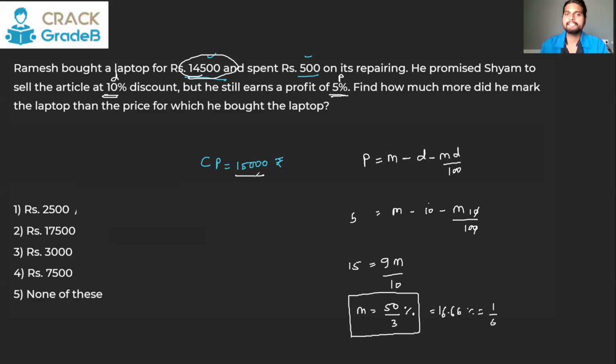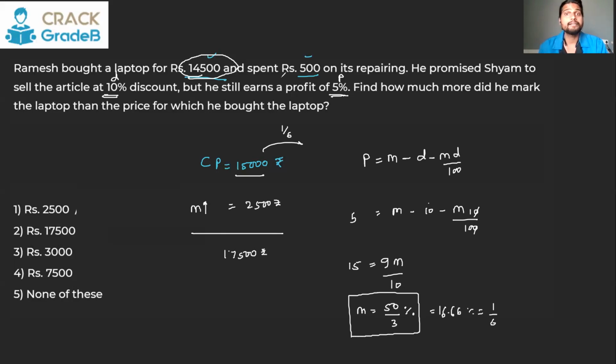So 1 by 6, he'll increase it by 1 by 6. 1 by 6 of 15,000 is 2,500. So he'll increase it by 2,500 rupees. So this is the markup he's doing. That means he's increasing the price by 2,500. So the final price is 17,500.